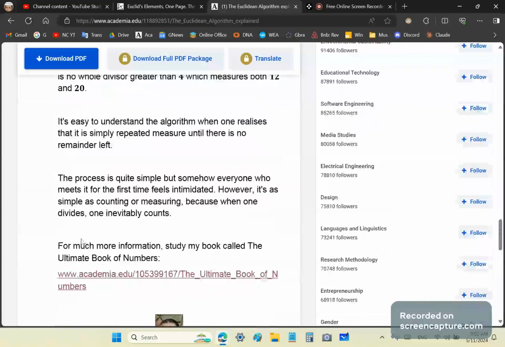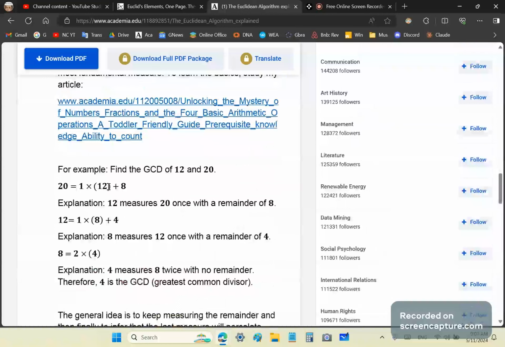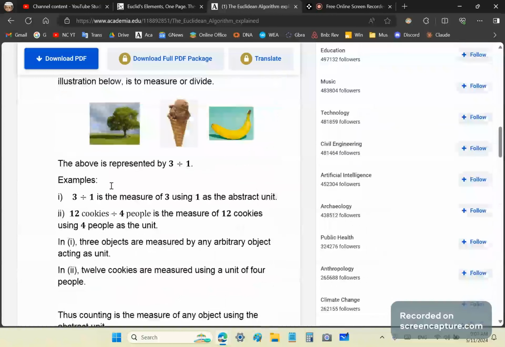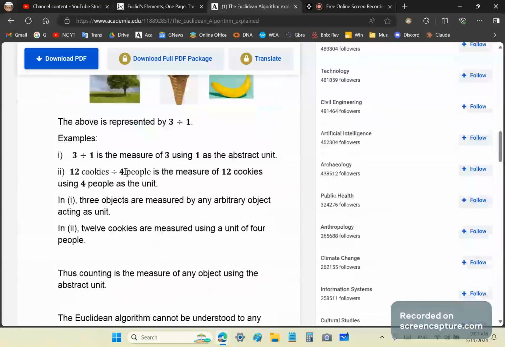So this process is quite simple, but somehow everyone who meets it for the first time feels intimidated. It's just as simple as counting or measuring, because when one divides, one inevitably counts. It doesn't matter whether you're adding up the units or you're subtracting the units. For example, you can say 12 divided by 4 is found by subtracting 4. How many times? 3. Or you can say that it's found by adding 4 to itself. So you'd need 1 four plus another 4 plus another 4. So 3 times, okay?